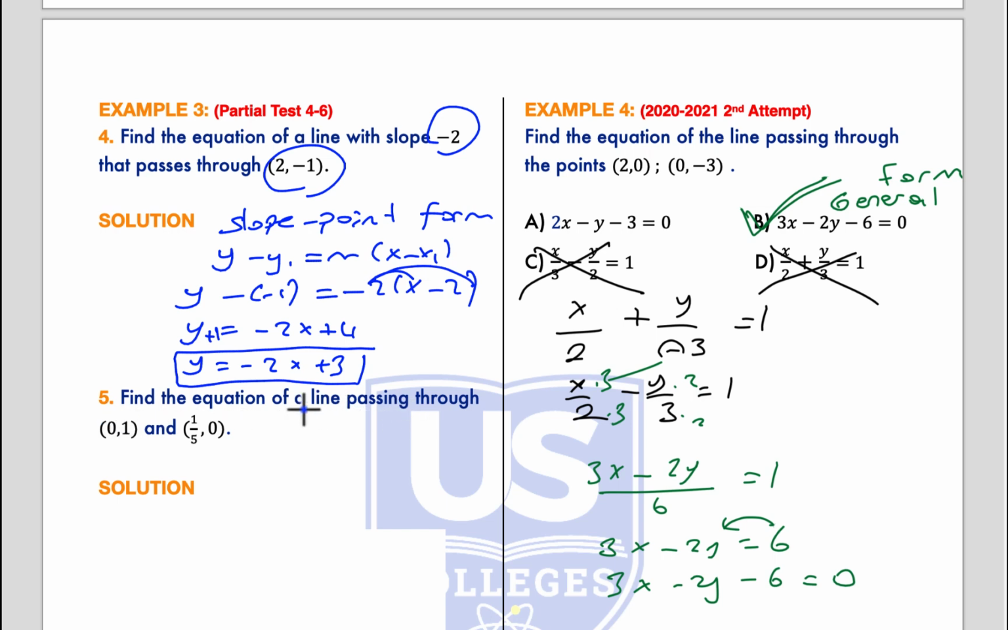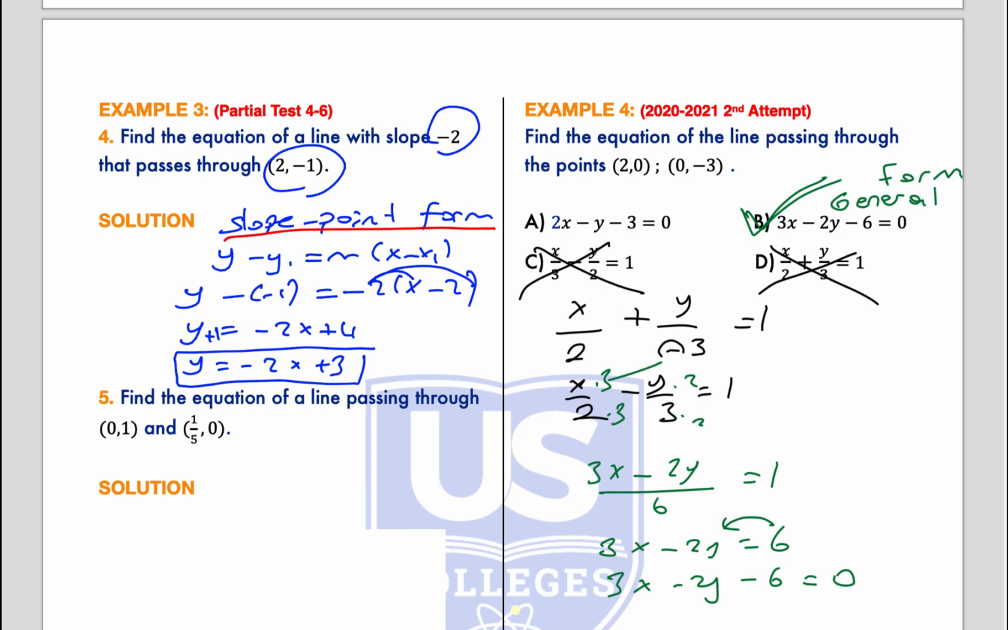Find the equation. The same question, but I will be using a different form. This was slope point form. The first one can be solved by slope point form. But the second form is up to you. You either use slope point form, but first find the slope, because slope is missing, not given. Or you use the last form, the new form that we studied.